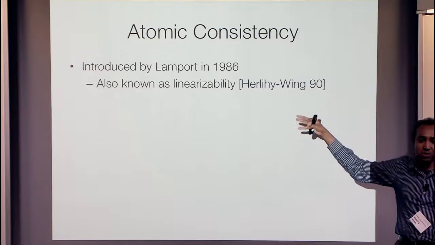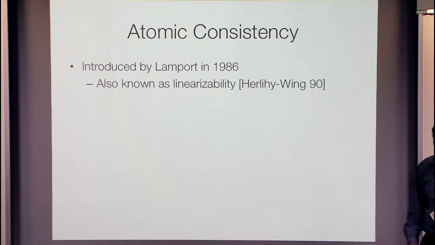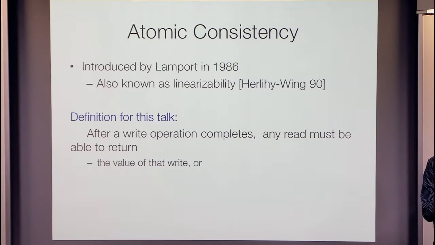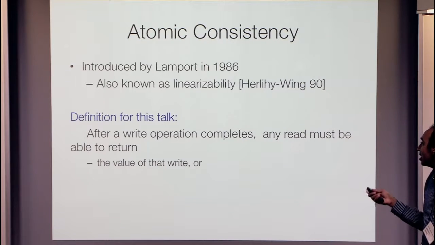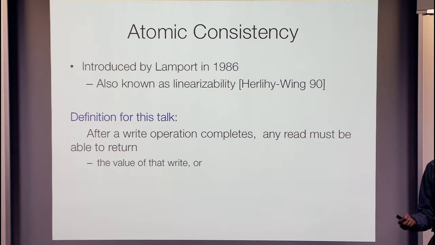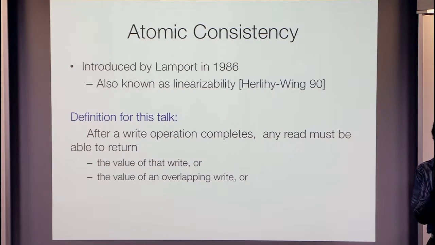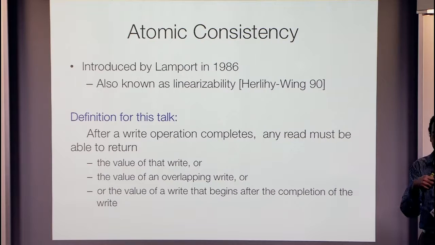If you want to understand algorithms over this architecture that people use, you need to understand the precise definition of atomicity. Here I'll only tell you what is required for the later coding problem that we need. This is a butchered definition of atomicity for simplicity. After a write operation completes, any read that begins after the write completes should either return the value of that write, or the value of a write that overlaps with this write, that either begins in the interval or ends in the interval of this write, or the value of a write that begins after this write completes. So any later read should return the most reasonable thing.